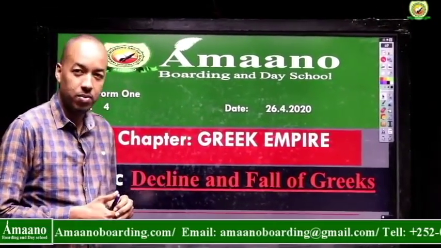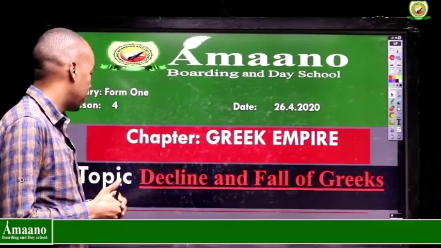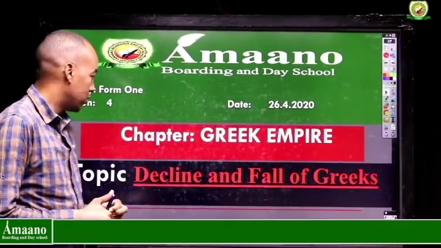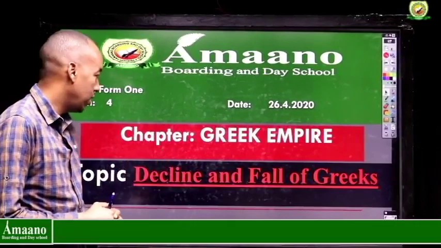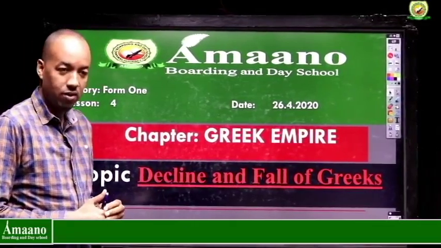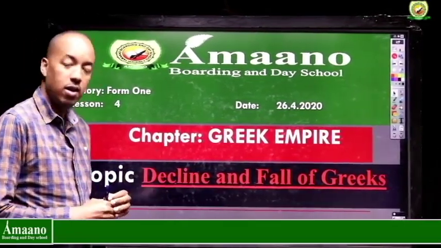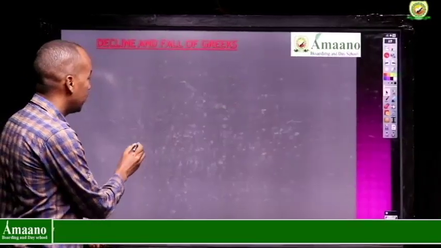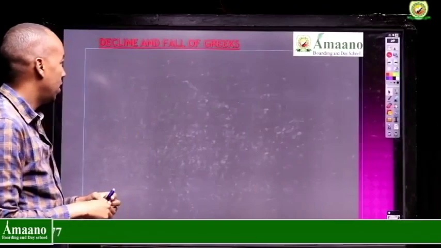We were in the last chapter, the Greek Empire. So today our topic is decline and fall of Greece. The topic that we are discussing today is the ending of the Greek civilization. What were the reasons behind the decline and fall of Greece? So let us go to our lesson directly. First, we have to talk about the decline and fall of Greece.